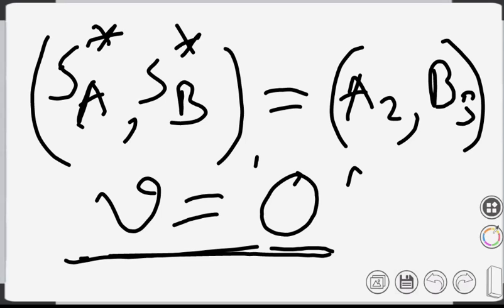So you have written all this. I'll give another definition. If the value of the game is 0, then the game is called a fair game. That means this particular game is a fair game.